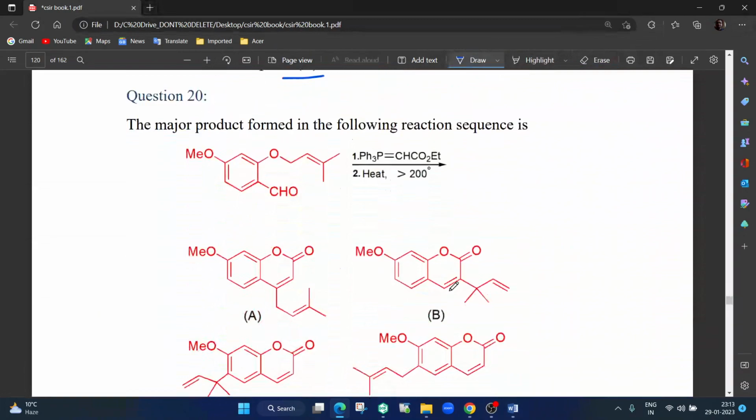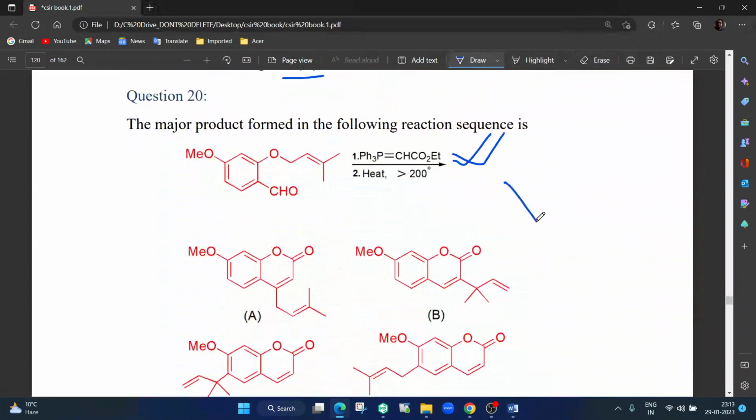Unless you have seen this molecule, this reaction is tough to immediately imagine. But let us understand the basic concepts of organic chemistry here. The major product formed in the following reaction sequence. So the first molecule is this, and then you are having this. When you see something like this, please understand it is a Wittig reaction. So in a Wittig reaction, what happens?